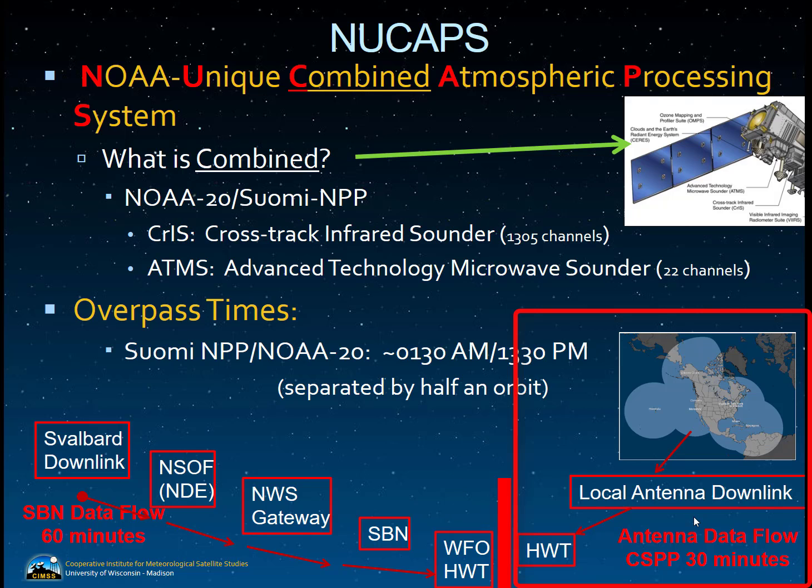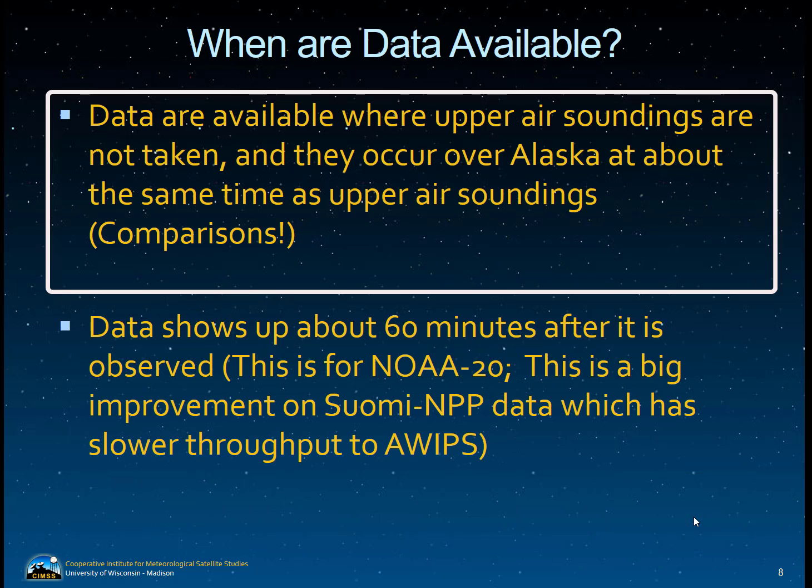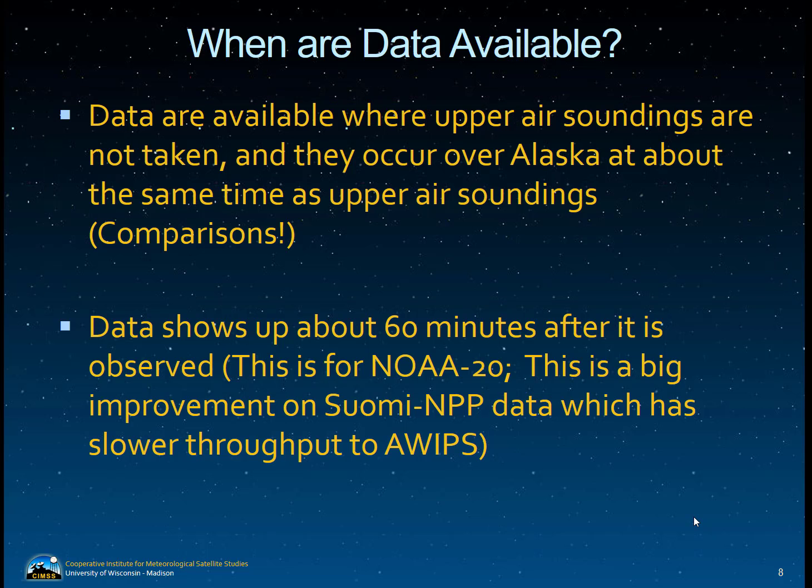Alternatively, if you have access to a direct broadcast antenna, such as at GINA in Fairbanks, you can have a quicker data flow where the data will show up in about 30 minutes. Data are available where upper air soundings are not taken, and they occur over Alaska at about the same time as the upper air soundings, so you can do comparisons between the NUCAPS profiles and the few upper air stations that are in Alaska to convince yourself that they're showing you similar features in the atmosphere. Data shows up about 60 minutes after it's observed for NOAA-20. This is a big improvement over the SBN feed for Suomi NPP.